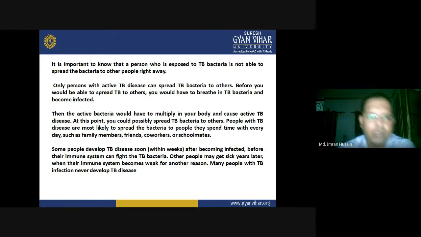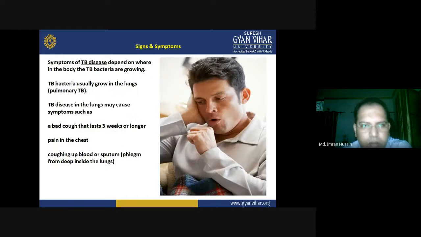People with TB disease are more likely to spread bacteria to people they spend time with every day, such as family members, friends, co-workers, and schoolmates. Some people develop TB disease soon, within weeks after becoming infected. Other people may get sick years later when their immune system becomes weak. Many people with TB infection never develop TB disease.